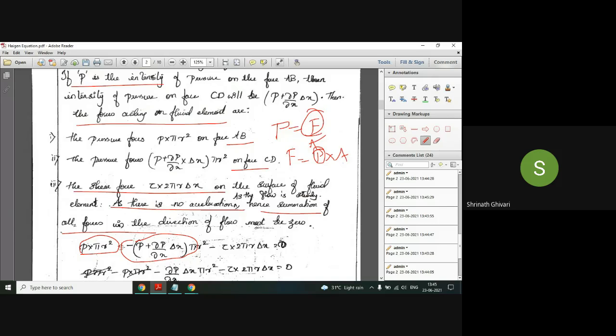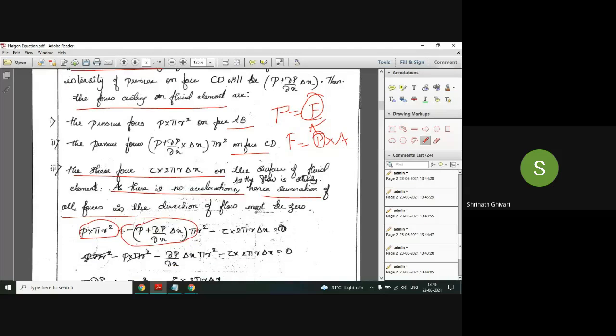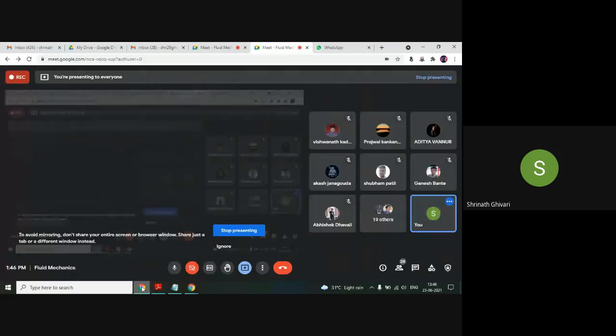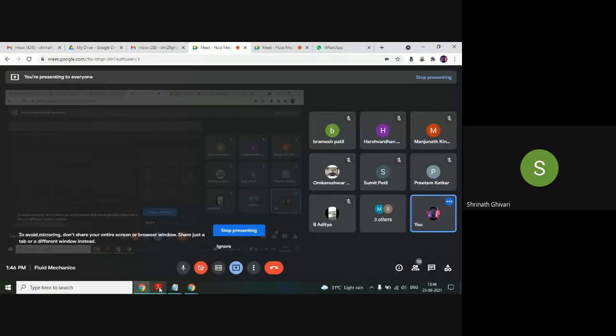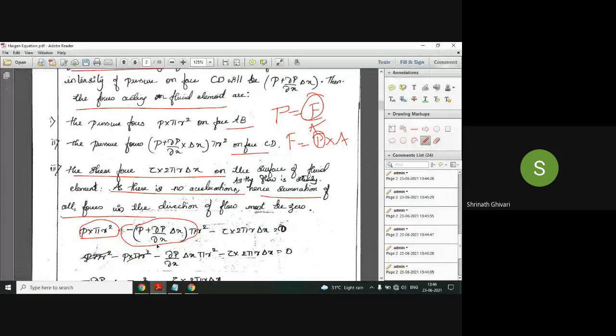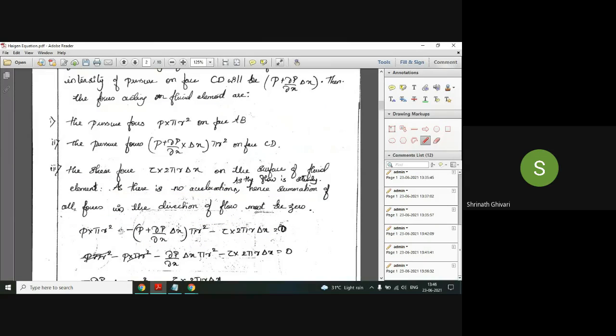After simplifying it, please tell me fast, because it's a lengthy derivation and it will take time, so I have to finish it in this class itself. What will be the final equation? Anyone of you, fast?